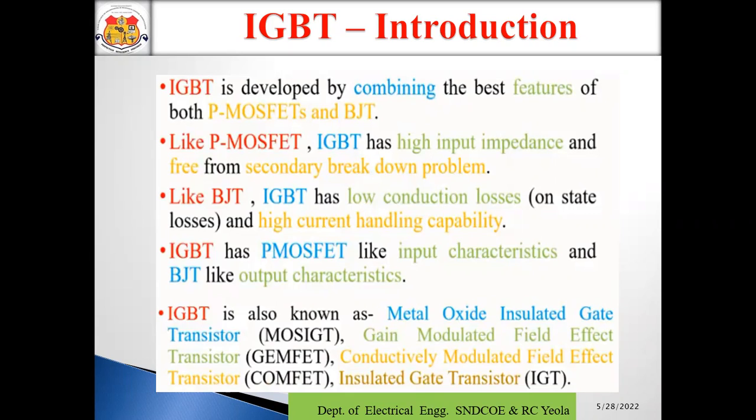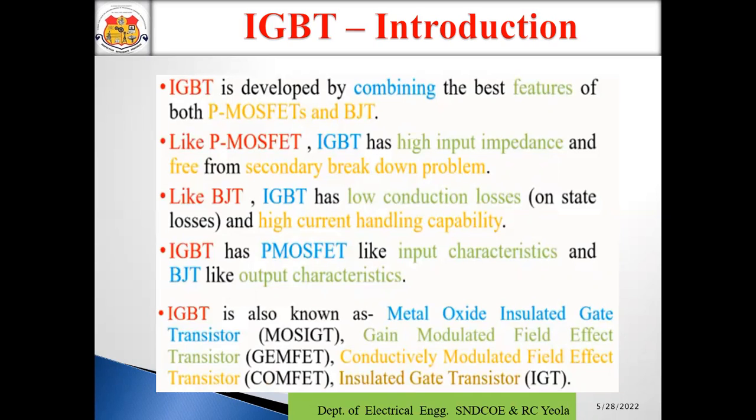Now today we will discuss the topic of the subject Power Electronics, that is the IGBT. IGBT is the most important topic for the subject Power Electronics because it is the combination of MOSFET and BJT. As we told, the IGBT is developed by combining the best features of both MOSFET and BJT. We are taking the best features of the MOSFET and BJT.